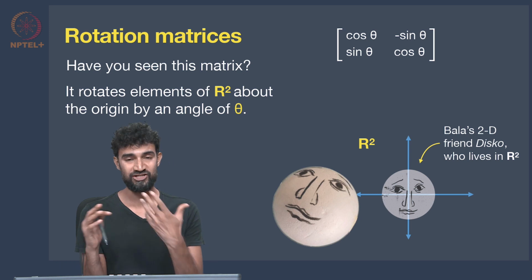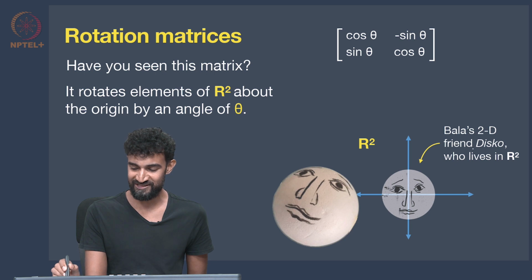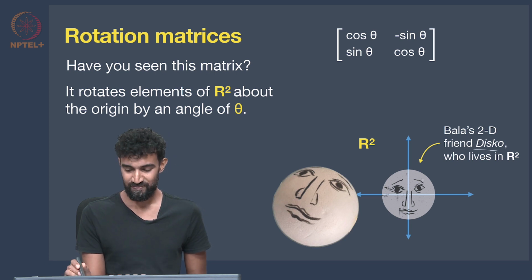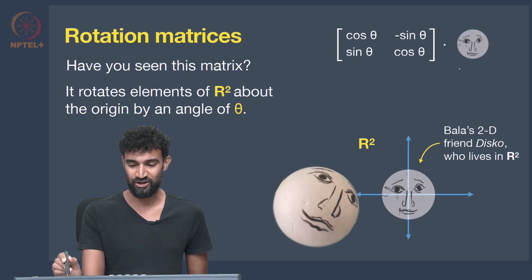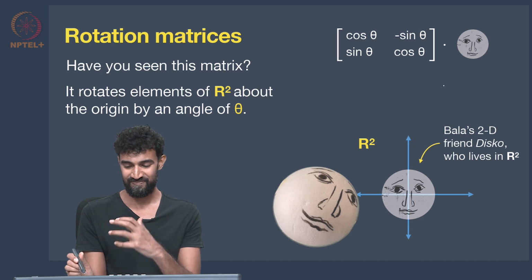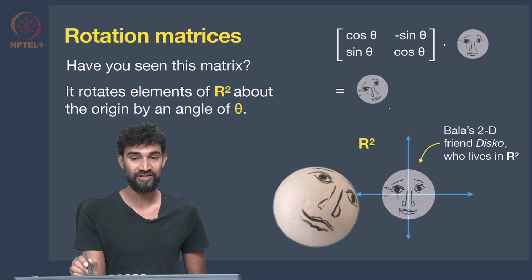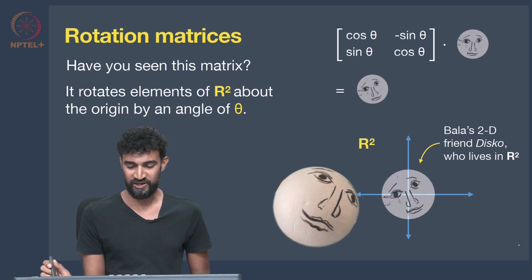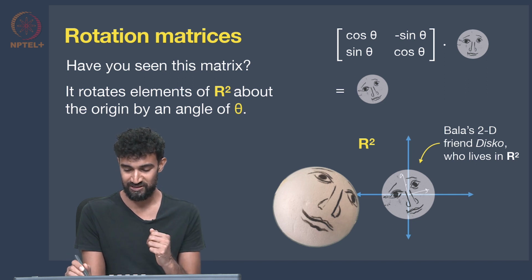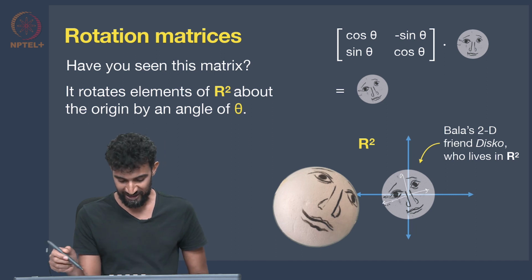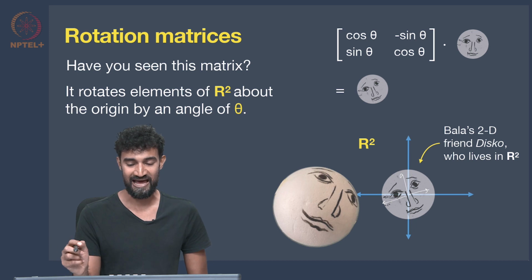We can also rotate collections of points set in 2D space. For example, here's Bala's 2D friend, Disco, who lives in R2. He's just a collection of points. What happens if we apply the matrix to Disco? If we multiply all the different points that Disco consists of by this matrix? Well, we just get a rotated version of Disco right there. Because we can think of every point as a vector and multiply them each individually by this matrix, the matrix can rotate whole collections, whole subsets of the plane, or even the entire plane, by this angle theta.